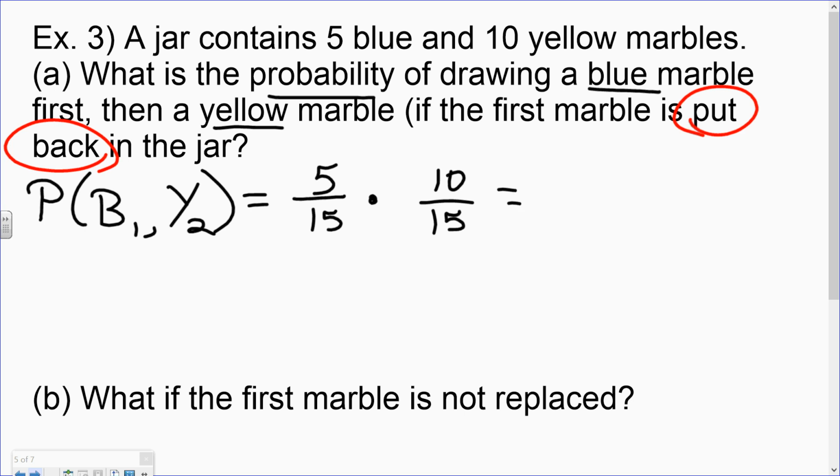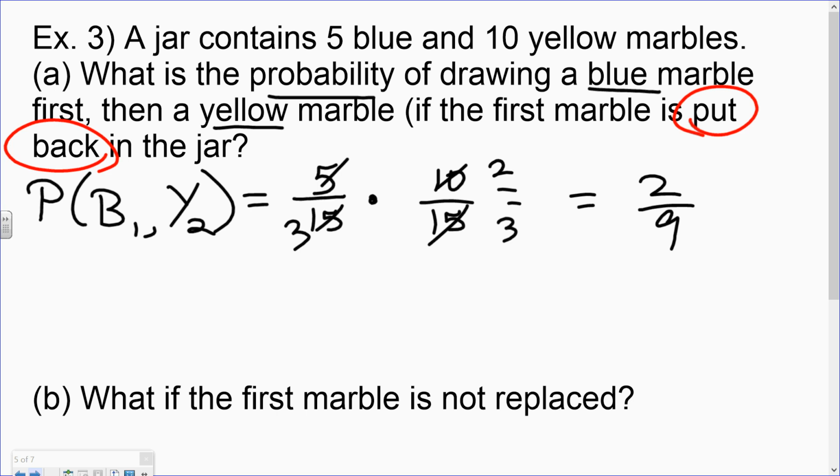Those are what we need to multiply. Now that they're both written down, let's reduce them. That's 1/3. This is, if I divide both of those by 5, 2/3. So I come up with 2/9. Does that make sense to everybody?